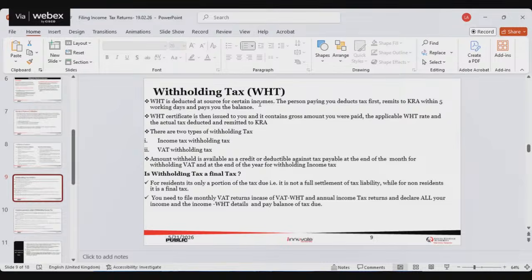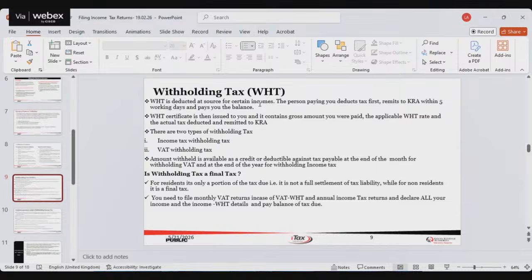Your organization will be expected that whenever you are paying them, so long as the amount that you are paying the lawyer or the auditor is more than 24,000, you will be expected to withhold an applicable amount of taxes from those individuals or organizations and remit the same to KRA, the commissioner, within 5 working days. So in case an auditor or a lawyer comes to provide you with certain services, remember to withhold so long as the amount you are paying them is above 24,000. You withhold and pay to the commissioner within 5 working days.